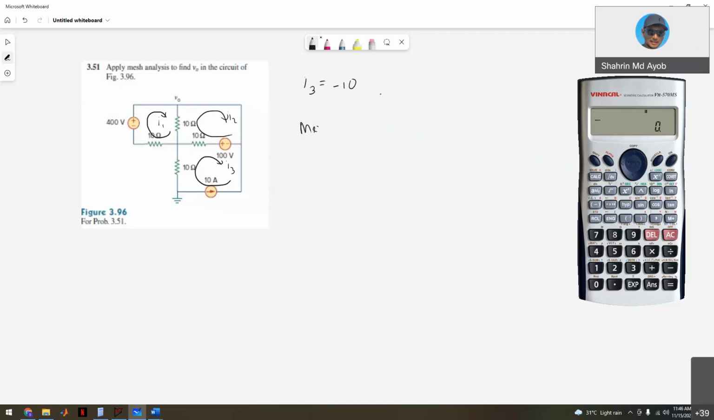So KVL. You can put it like this from mesh I3, so I3 is equal to negative 10. And then KVL for mesh I1. So this one is 10, only one current.